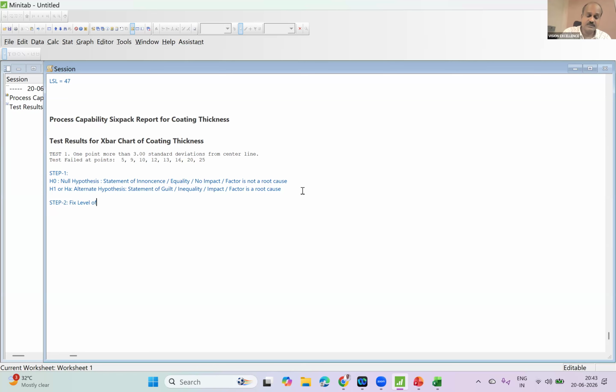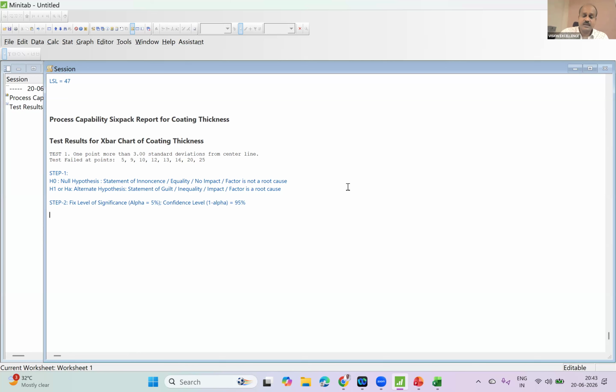Step number 2 is to fix the level of significance, called alpha. Normally it is 5%, which also means we want to work with a confidence level of 95%. Confidence level is 1 minus alpha. If alpha is 0.05, 1 minus 0.05 will be 95%, right?